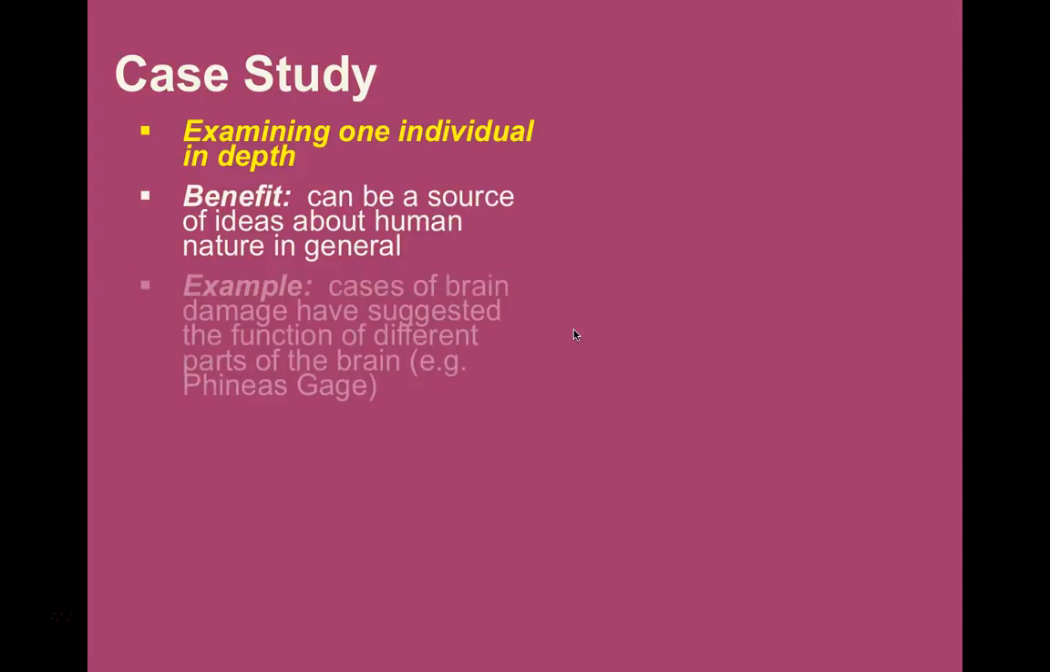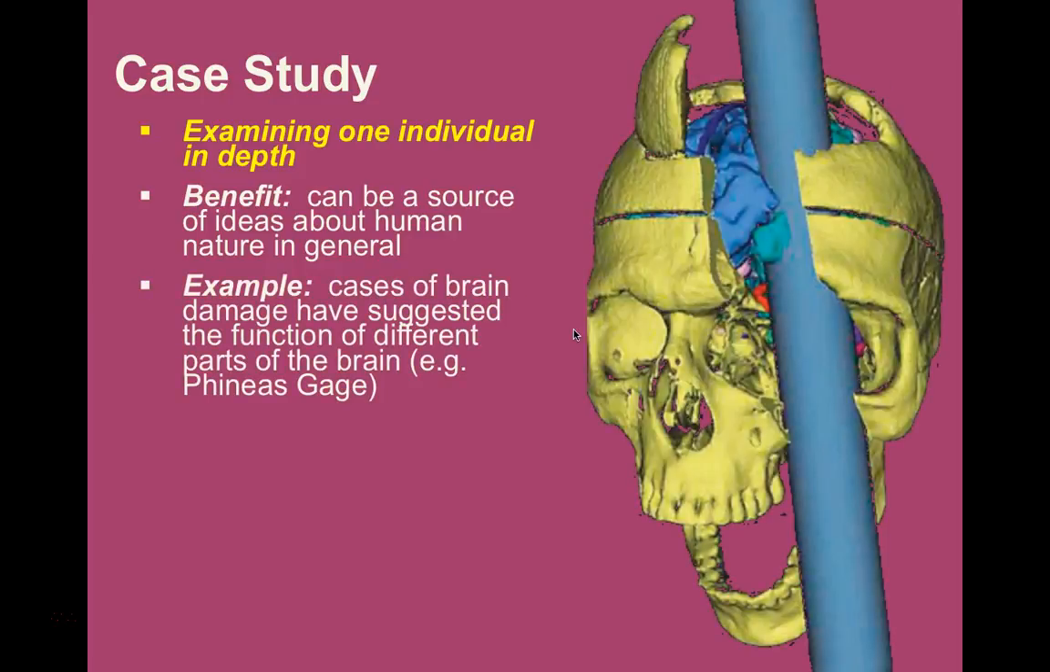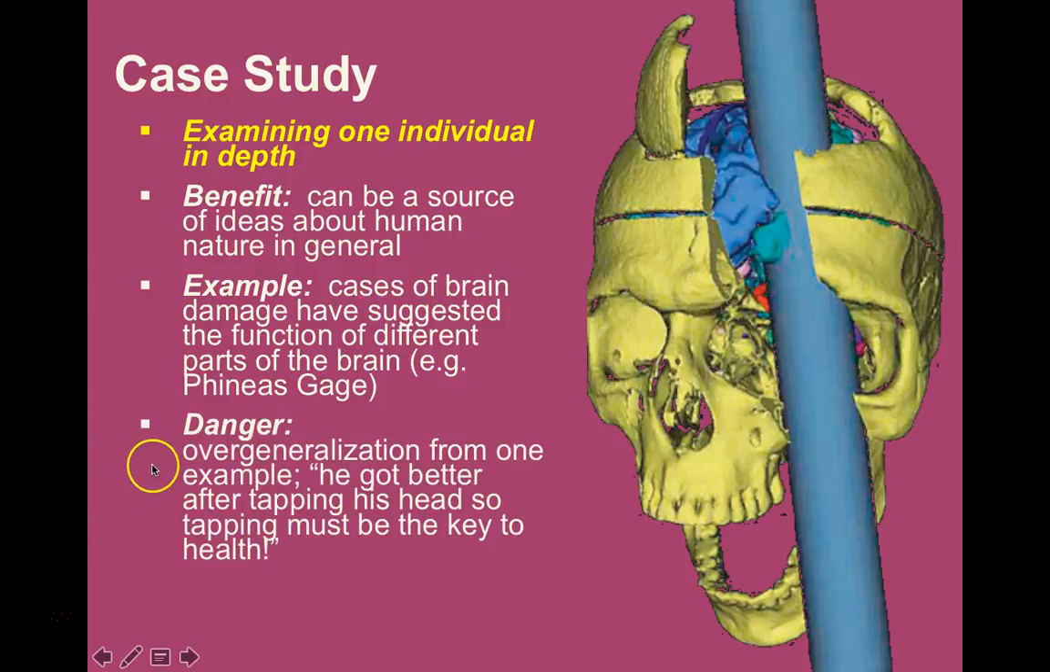In a case study, it can be a source of ideas about human nature in general, but it's hard to generalize. It's easy to overgeneralize from one example that might not be a representative kind of example. So one gets into a danger of using that to generalize more broadly beyond one person to people in general. Issues with generalizing here.